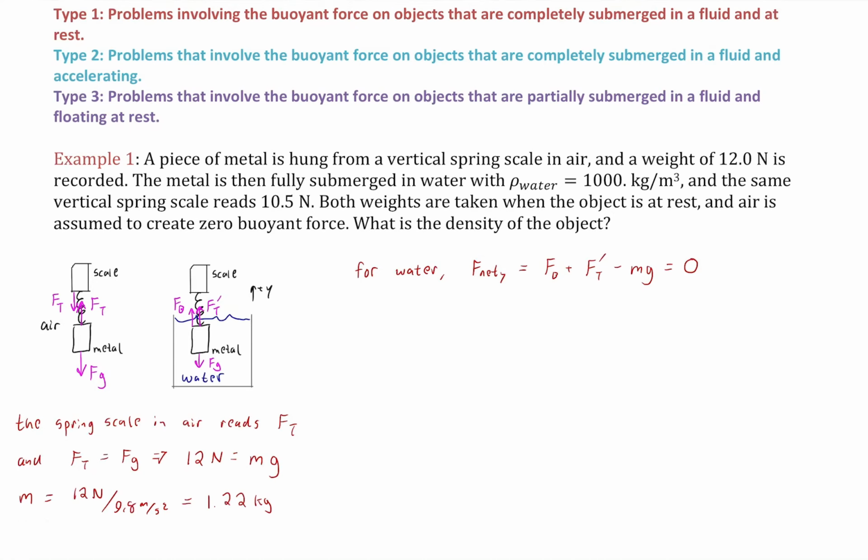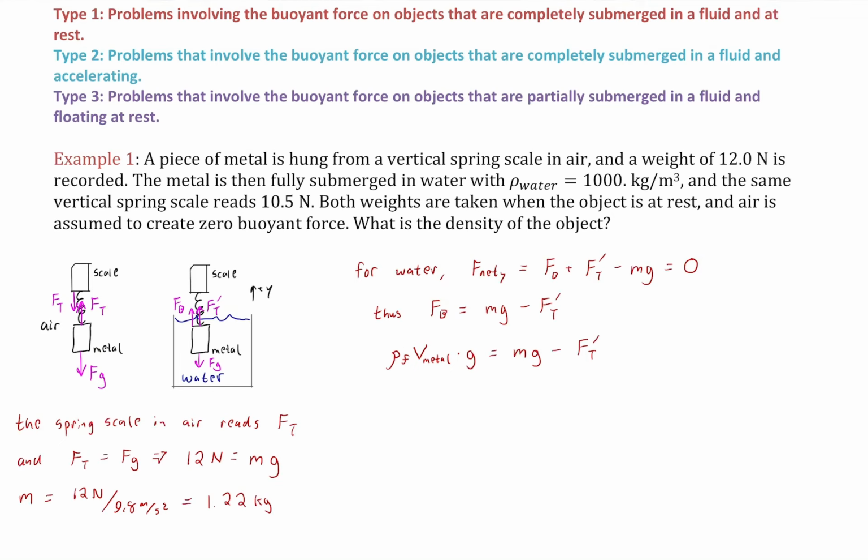Okay, and so in the water case, now we have the net force in the y direction, defined as up for positive y. And we have the buoyant force, the new tension force, minus gravity equals 0. And we're going to solve for the buoyant force, which is just the difference between mg and the new tension force. Then we'll put in the buoyant force in the form of the density of the fluid times the volume of the metal. The volume of the metal, that's important because it's fully submerged, right? The metal's the object after all.